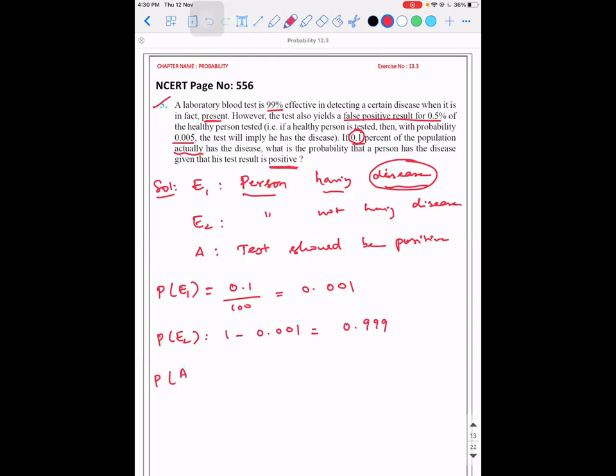So what is the probability that the person tested positive and he has the disease? 99 by 100. Yes. It is 99 by 100. So 0.99. So what is the probability that the person tested positive but he doesn't have the disease? 0.005. 0.5 divided by 100, that is 0.005.